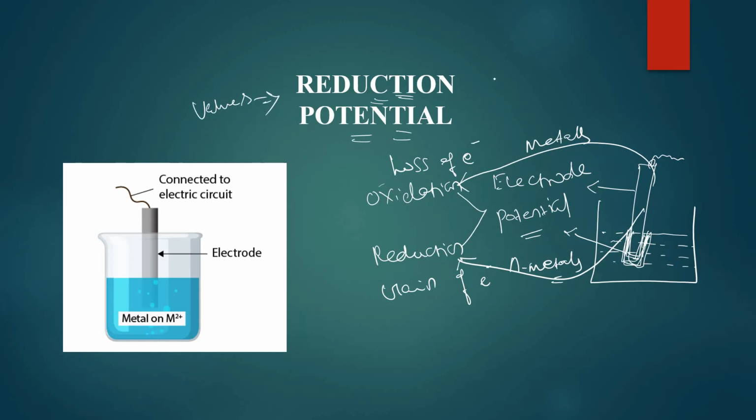These values may be either positive or negative, right? This is reduction potential. Reduction potential is the potential developed by the electrode at the interface of its salt solution or electrolyte. That value may be positive or negative based on the electrolyte. Now let us discuss the reduction potential in D block elements.